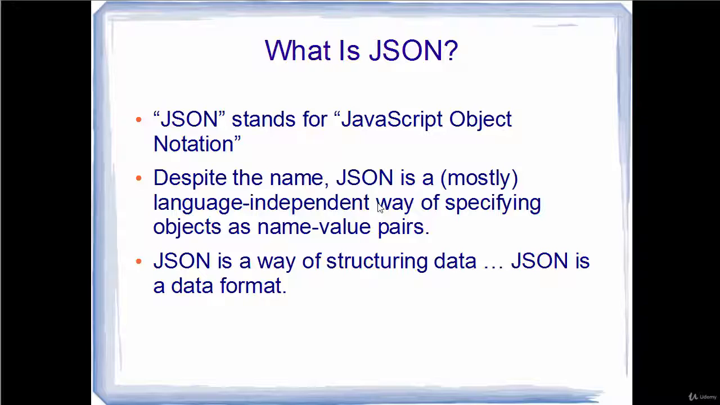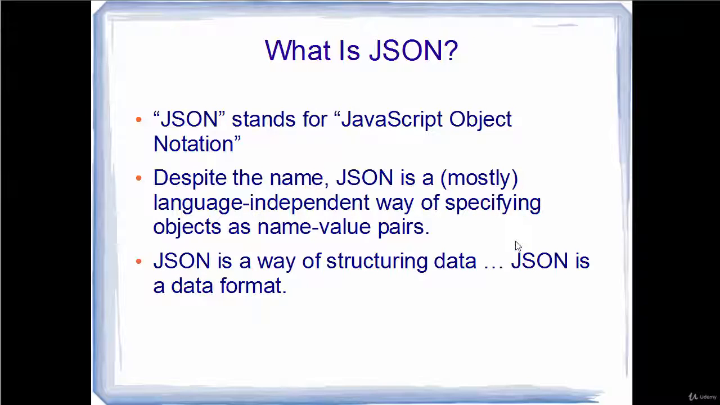So JSON is a way of structuring data and it's essentially a data format. So JSON is a data format, same as some other text formats, for example XML or any other text format. JSON is also a data text format, right?